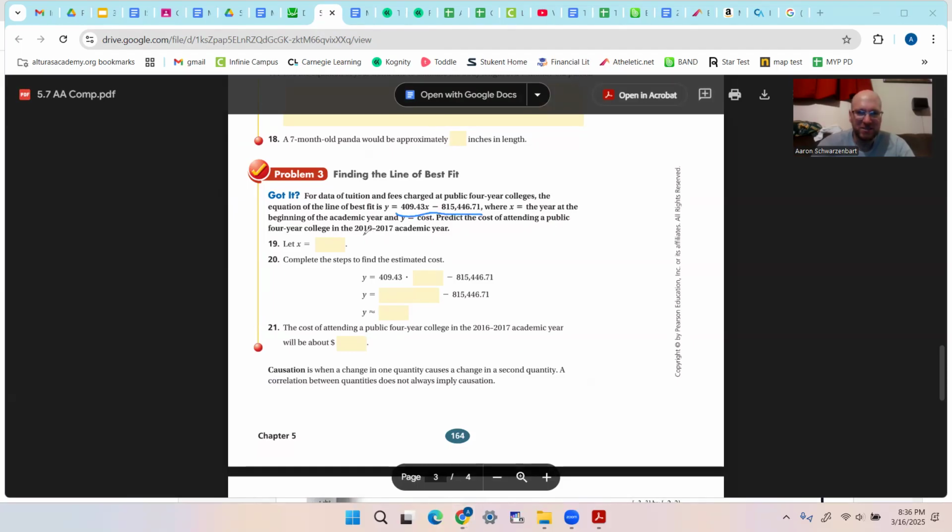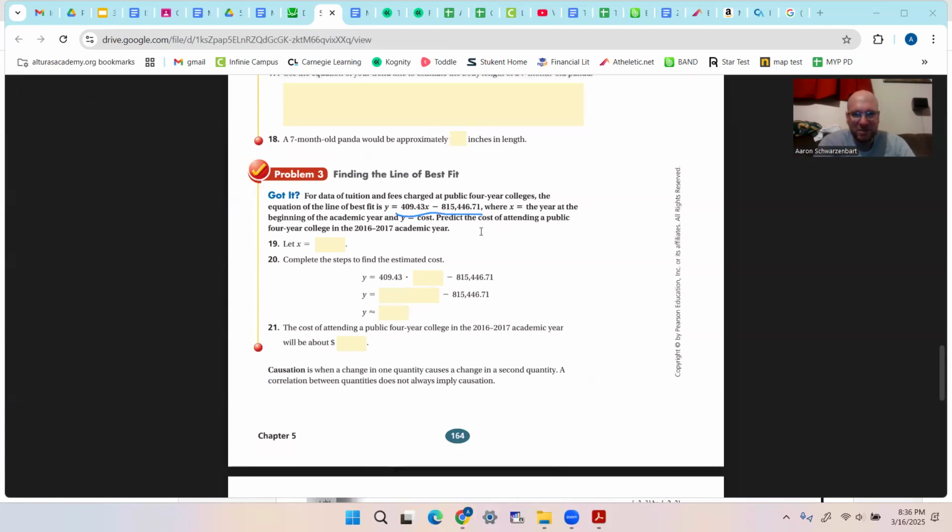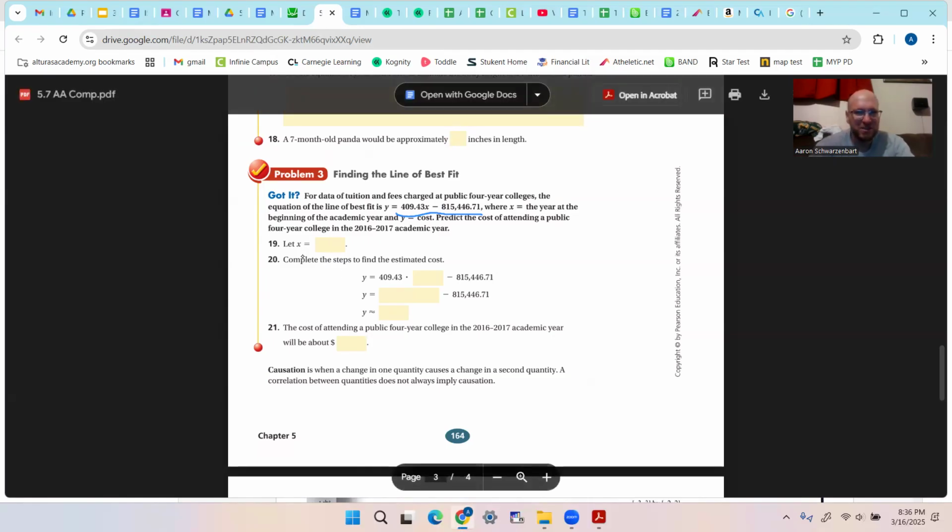Predict the cost of attending in 2016, 2017. So my data, where x is the year's beginning of the academic year. Oh, well, they didn't have quite the same y-intercept as we did. So I'm going to say x is 2016. They're saying the beginning of the academic year. We had the same slope. I chose to call 2001 year 1. They're calling it 2000. Complete this.